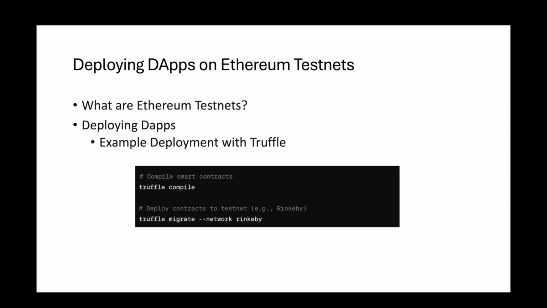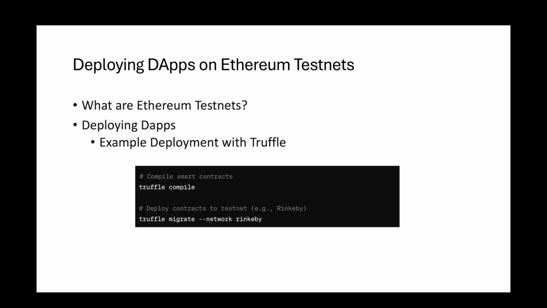To deploy dApps on Ethereum testnets, developers need to compile smart contracts using Solidity compilers, deploy contracts to testnet nodes using tools like Truffle or Remix, and interact with deployed contracts using Web3.js in front-end applications. Example deployment with Truffle. Compile smart contracts: truffle compile. Deploy contracts to testnet, for example Rinkeby: truffle migrate --network rinkeby.